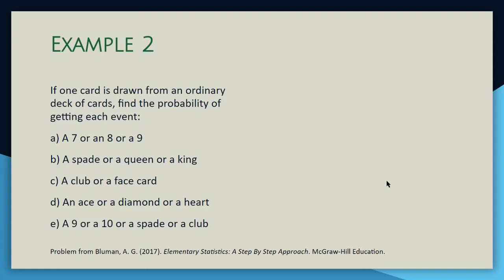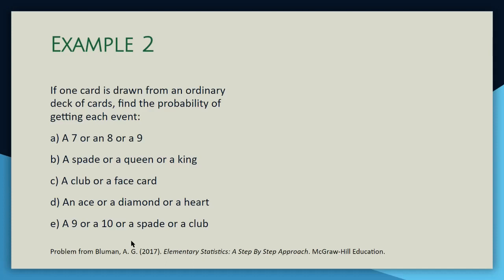Okay, for our second example, it says if one card is drawn from an ordinary deck of cards, find the probability of getting each event. A, a 7, an 8, or a 9. B, a spade, a queen, or a king. C, a club or a face card. D, an ace or a diamond or a heart. E, a 9 or a 10 or a spade or a club.